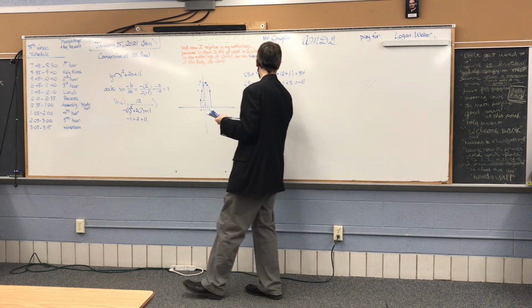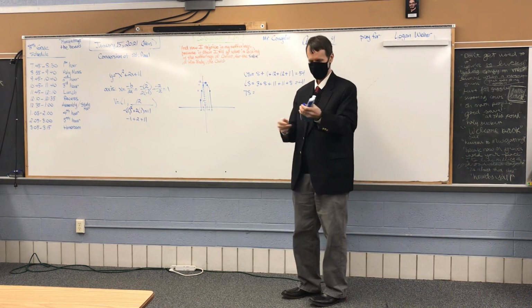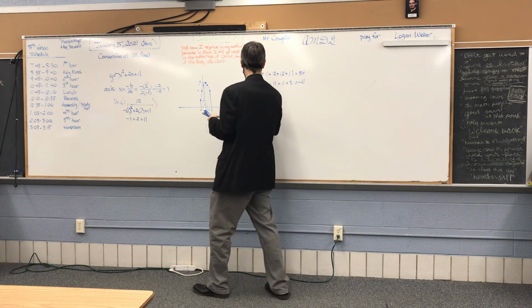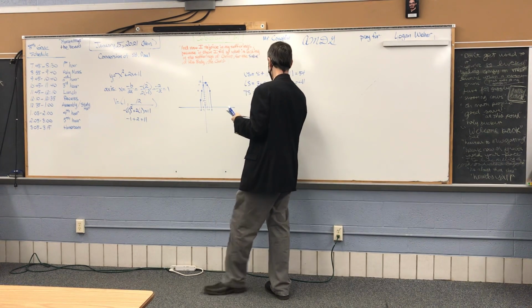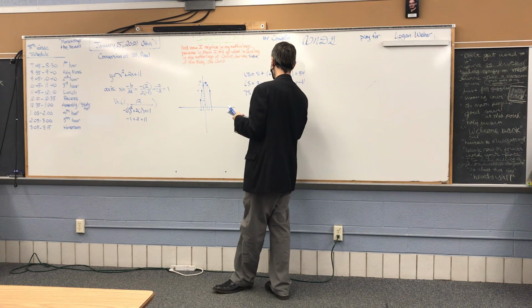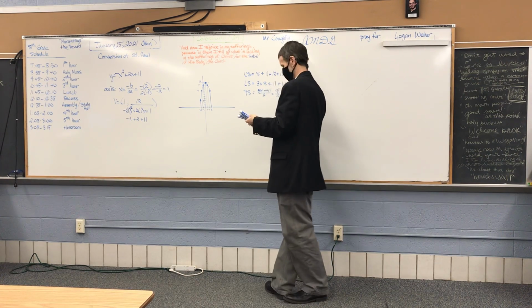How do you get the trapezoid sum? Average those two. So 54 plus 41 over 2. So it's 95 over 2. You can leave it like that if you want, or it's 47.5.